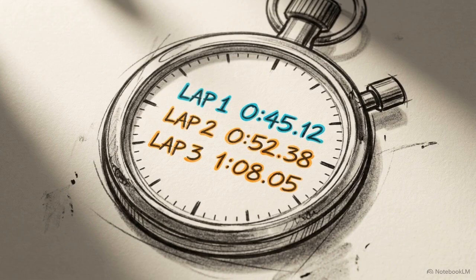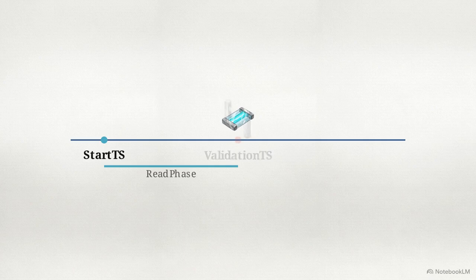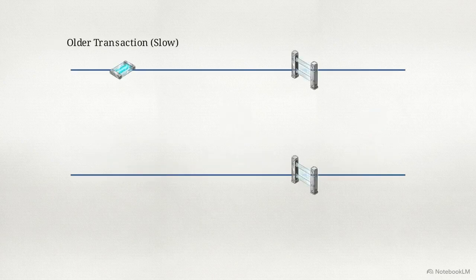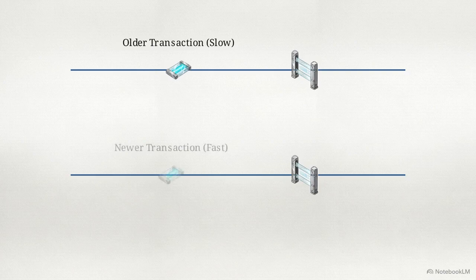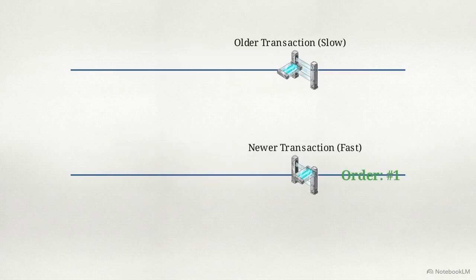To run the validation checks, the system tracks the precise timing of every transaction using 3 specific metadata markers. We track start TS when the execution begins, and validation TS when the read phase finishes and the transaction requests permission to commit. The final marker is finish TS, recorded the moment the write phase is completed. In this protocol, the official serializability order is determined solely by validation TS. By using the time of validation rather than the start time, the system ensures that a transaction that finishes quickly isn't held up by an older transaction that is still slowly reading data.